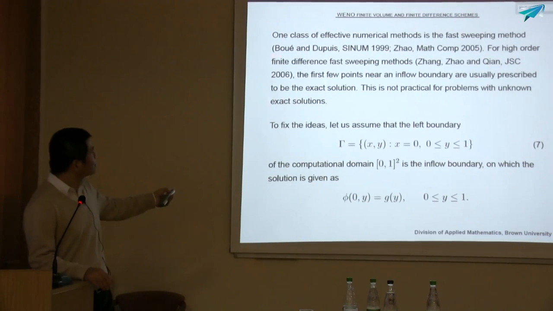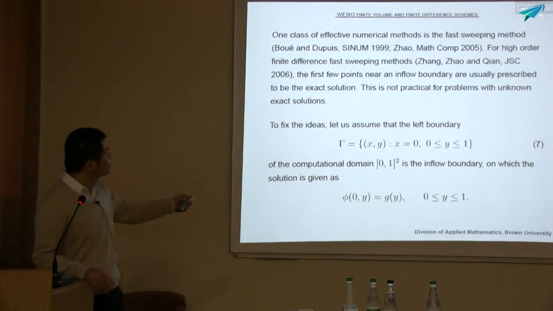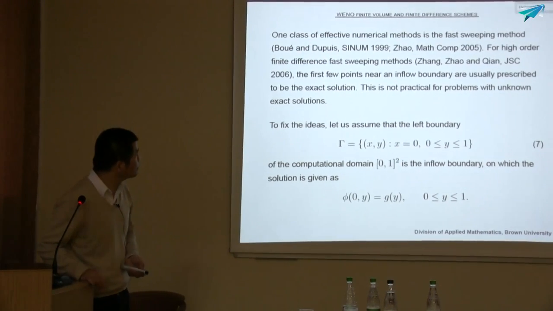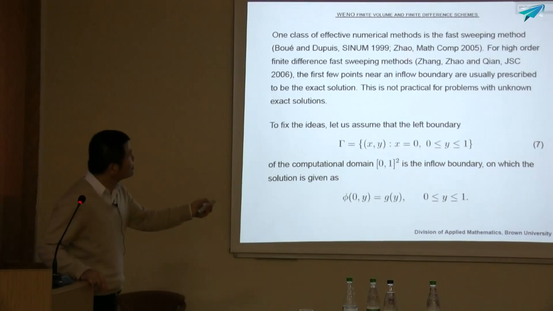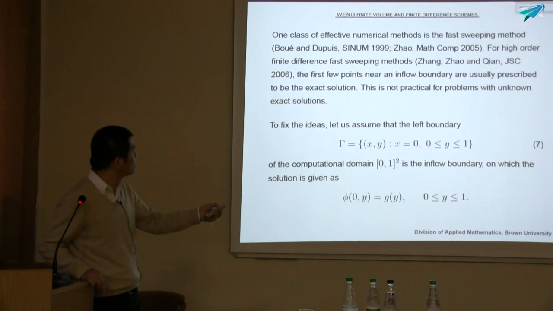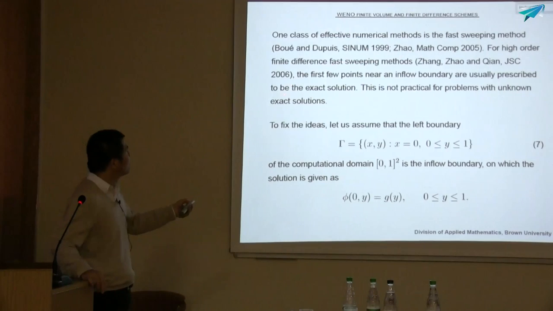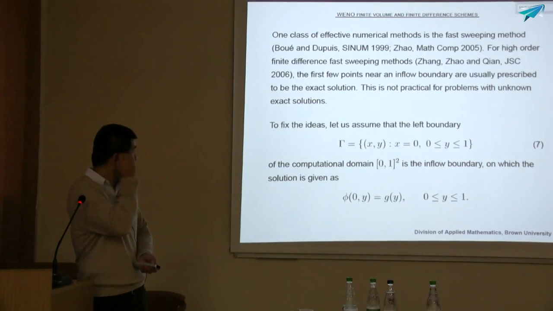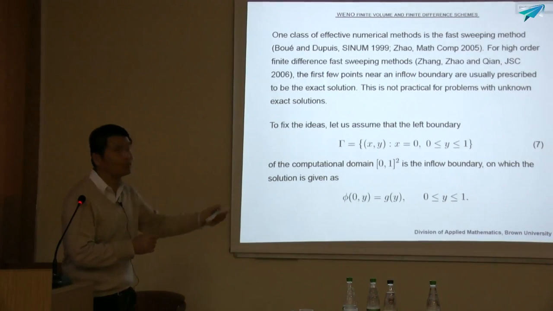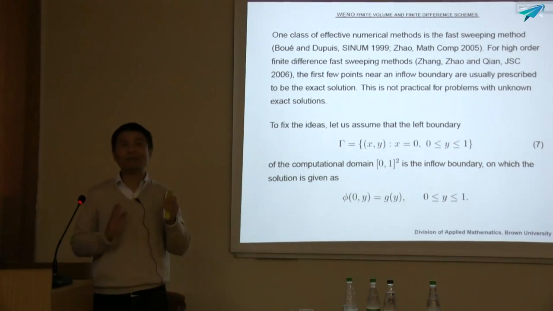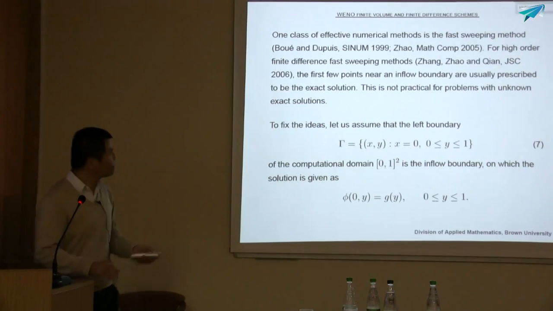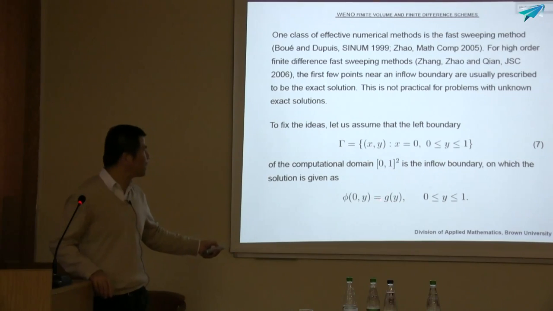It was started with Boué and Dupuis. Dupuis is a professor, my colleague at Brown University. In that paper and later, Hongkai Zhao and Stanley Osher and many people, including ourselves, extended this fast sweeping work. I'm not going to describe what fast sweeping is, but what I'm trying to say is that even with fast sweeping, you still have difficulties with the boundary condition.